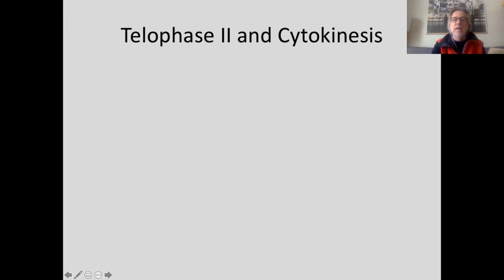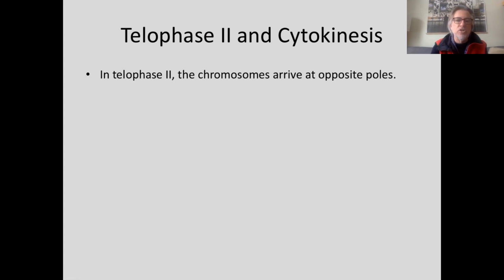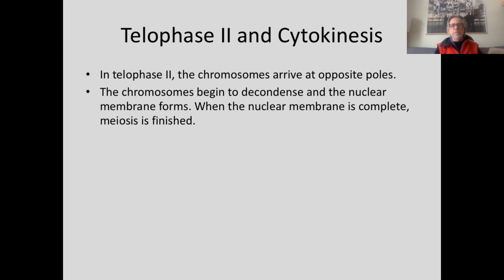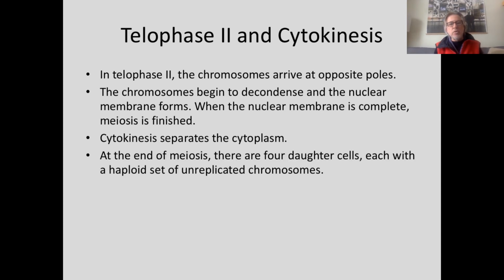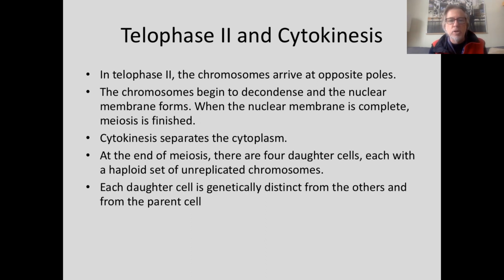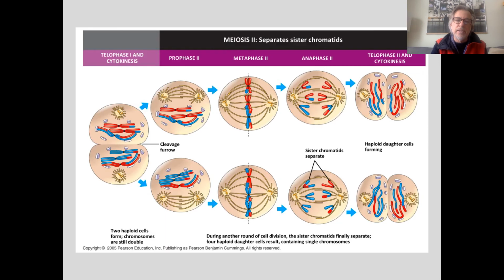And then finally, in telophase 2 and cytokinesis, just as you'd expect, the chromosomes arrive at the opposite poles. The chromosomes begin to decondense and the nuclear membrane reforms. When the nuclear membrane is complete, meiosis is finished, and then cytokinesis separates the cytoplasm. At the end of meiosis, as a result, there are 4 daughter cells, each with a haploid set of unreplicated chromosomes. Each daughter cell, therefore, is genetically distinct from the others and also from the parent cell.